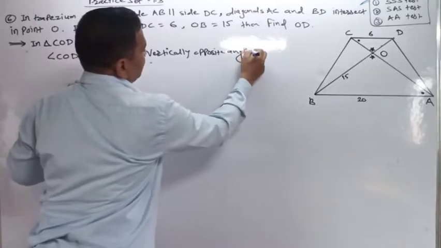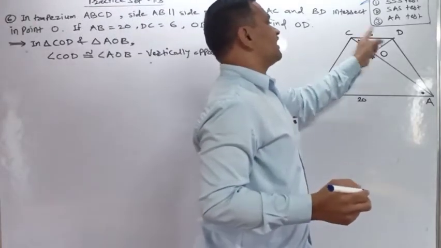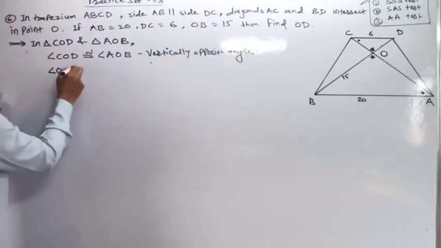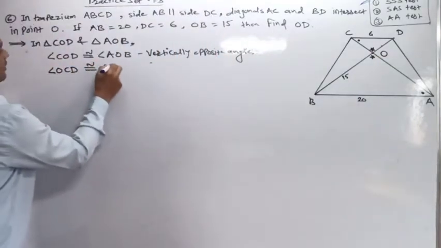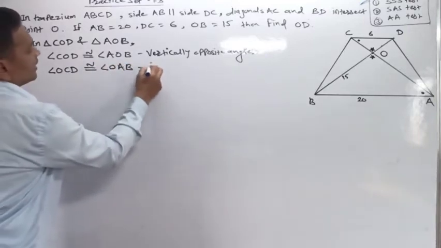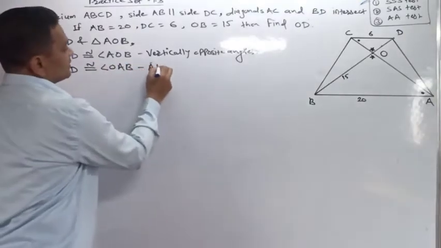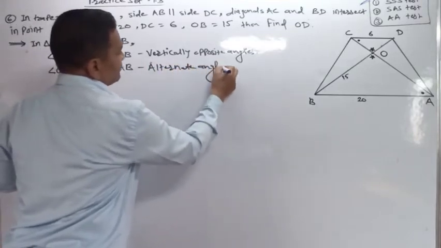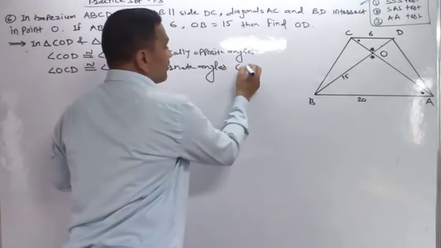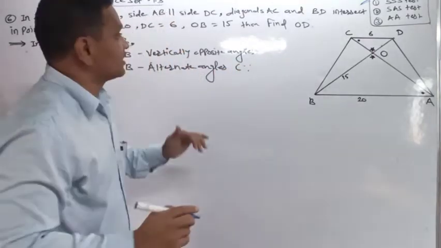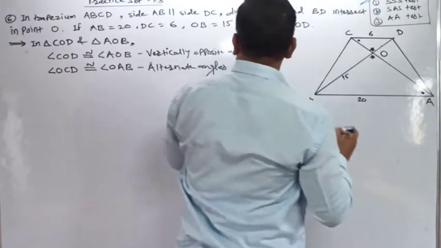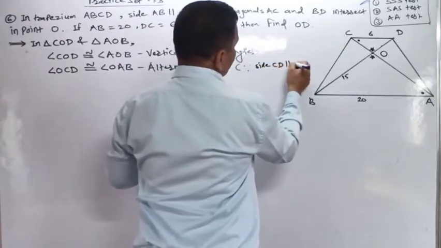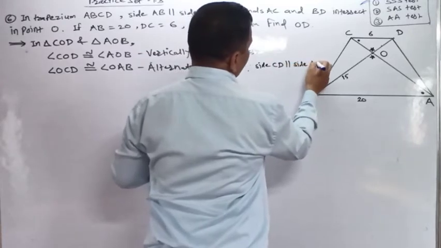Vertically opposite angles, right? And angle OCD is congruent to angle OAB. Why? Because they are alternate angles formed by which two parallel lines? CD is parallel to AB. Side CD is parallel to side AB.